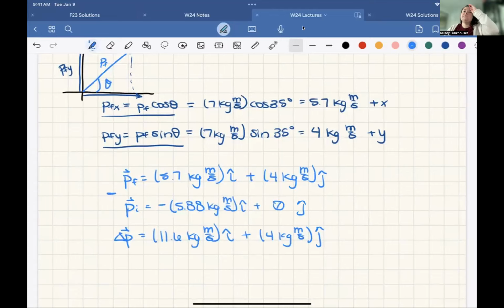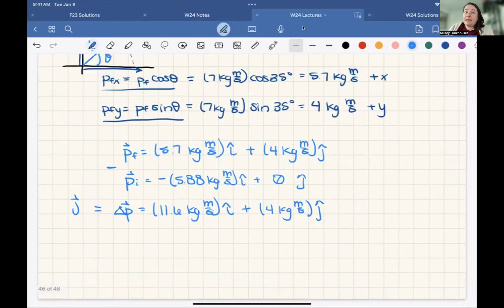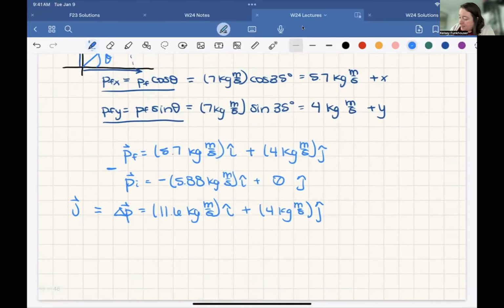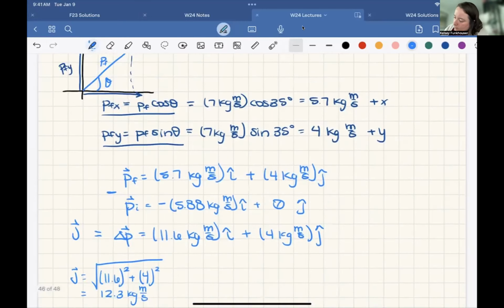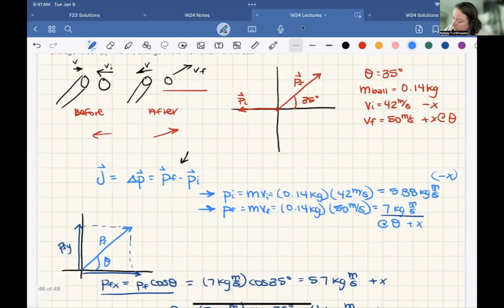And this is also equal to the impulse. And then we can find what the impulse is itself instead of in component form, the magnitude of it. So that is just the square root of those numbers squared. So 11.6, I'm going to skip putting the units in here right now because I'm running out of room, plus 4 squared. And this is 12.3 kilogram meters per second.